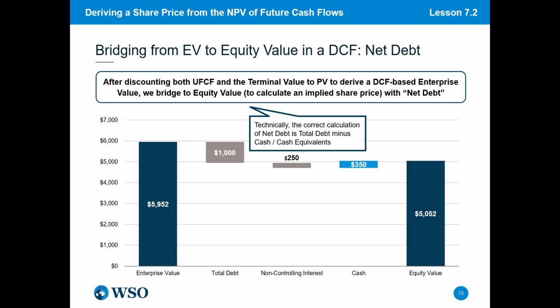So we have total debt. You'd also subtract out non-controlling interest and then add back cash, because as we know, net debt is total debt minus cash and cash equivalents. So here you're doing a double negative. You're adding back cash to equity value.